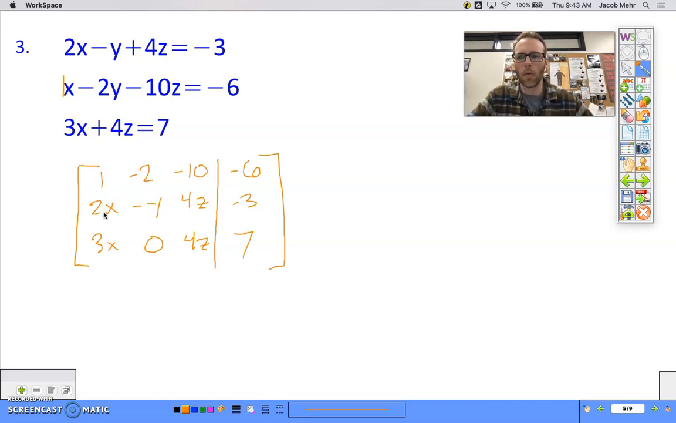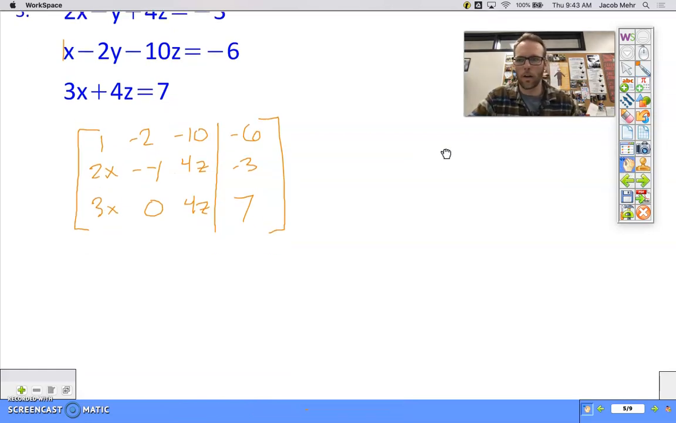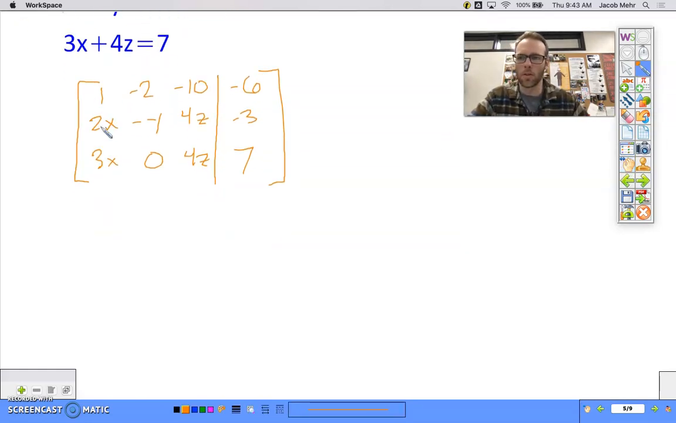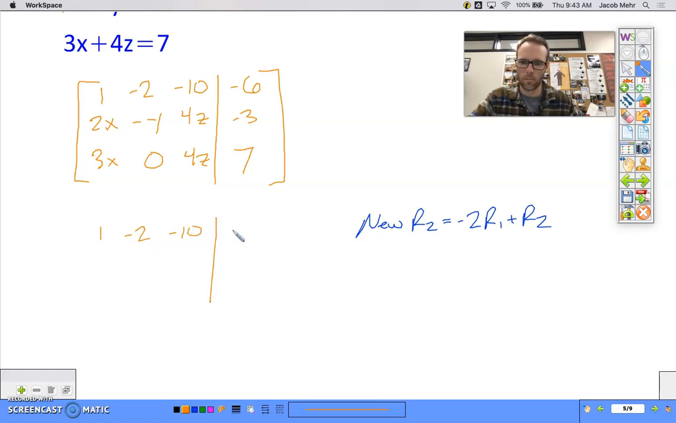Our goal now is to make both of these zeros. So how am I going to do that? Well, I'm going to make this one a 0 by taking row 1 times -2 plus row 2. So I'm going to make a note here. New row 2 equals -2 times row 1 plus row 2. So our top row is going to stay the same. And now let's see what we get for our new row 2.